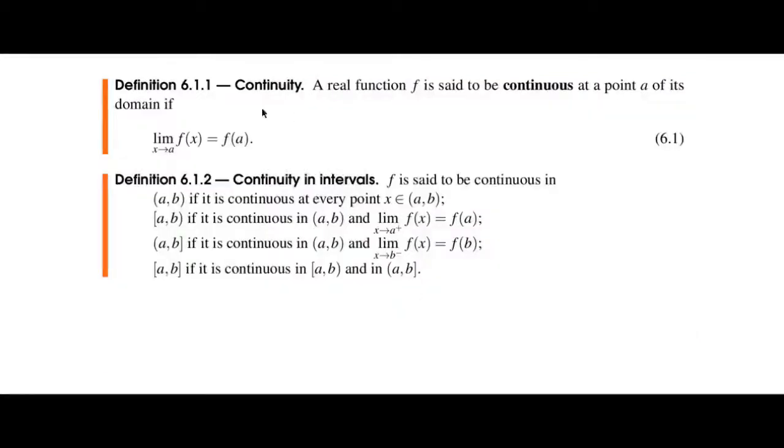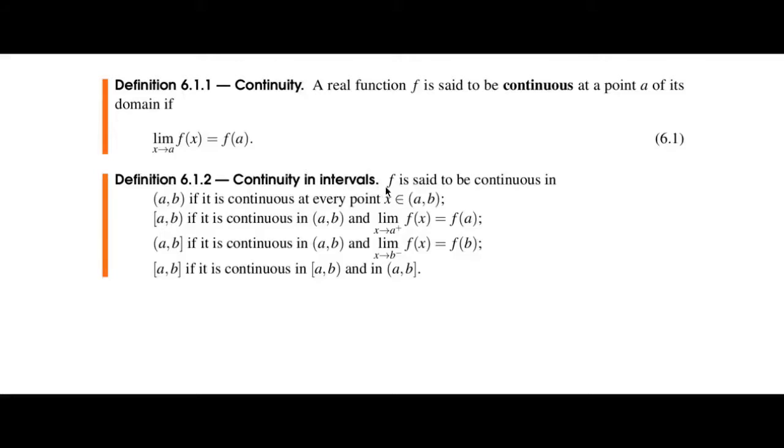So the definition of continuity: a function f is continuous at a point a in the domain if the limit when x goes to a of f(x) is f(a), which is what I just said. And this definition can be restricted to intervals, to subsets of the domain. A function doesn't have to be continuous in all of its domain. It could be continuous in only some intervals.